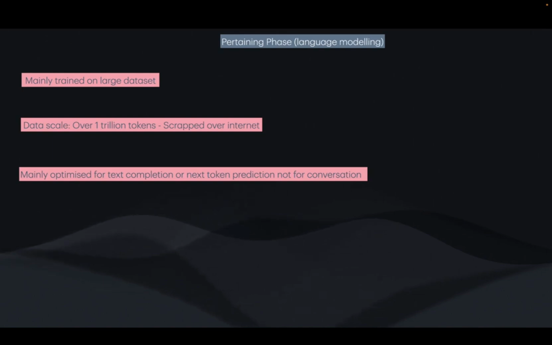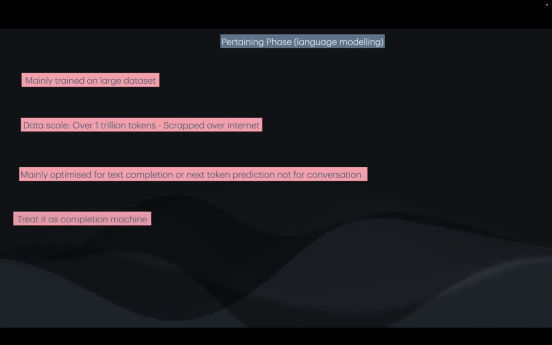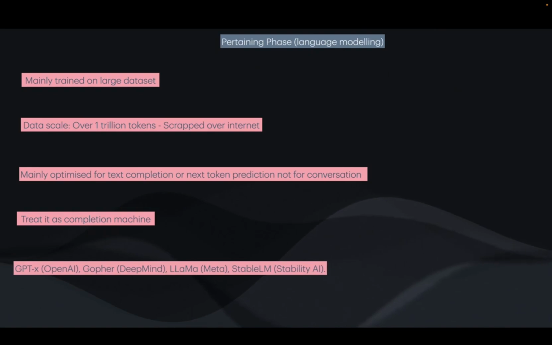Now at this point, this model is not ready for conversational tasks, right? If you go and talk to this model, it will not give you the results you desire, right? That is one of the drawbacks of this model. But what we get is we can treat this model as a completion machine, which excels at the task of next word prediction, or next token prediction. Some examples are the GPT series of models which come from OpenAI, then there is Llama from Meta, and also StableLM from Stability AI, right?